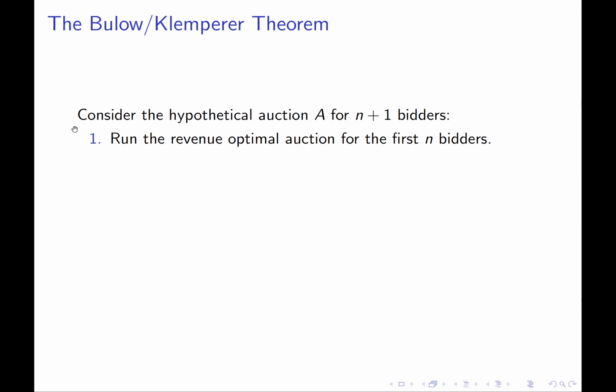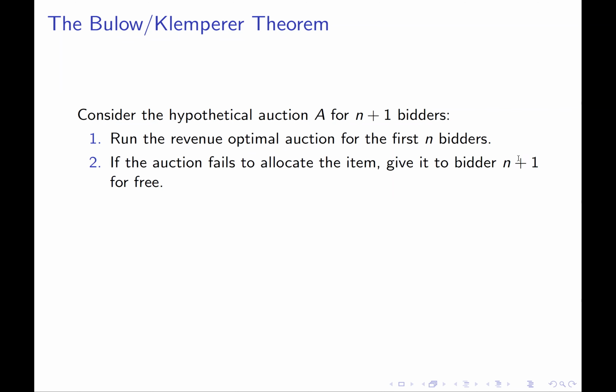So consider the following hypothetical auction that I could run with n plus 1 bidders. First, I will run the revenue optimal auction that we just derived for the first n bidders. I'm going to exclude bidder n plus 1 from this auction. And only if the auction fails to allocate the item at all, which can definitely happen sometimes for the revenue optimal auction, only in that case will it give the item to bidder n plus 1. And when it does that, it's going to do it for free. It's not going to charge him anything.